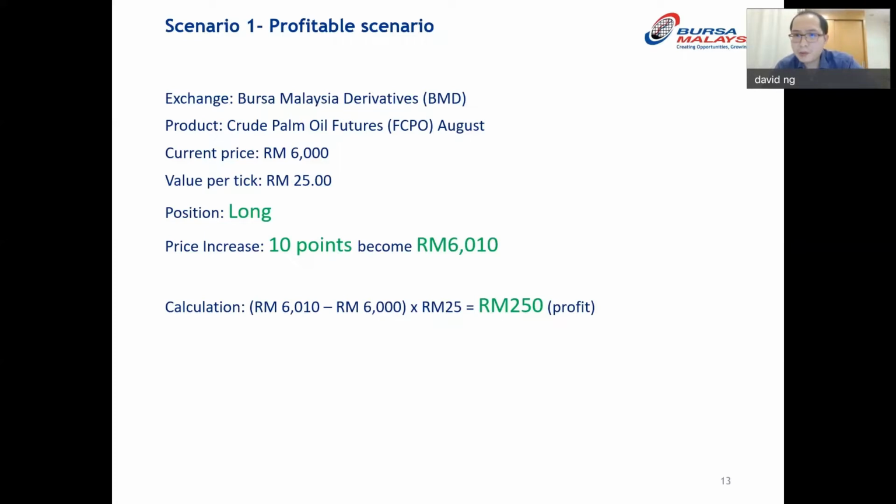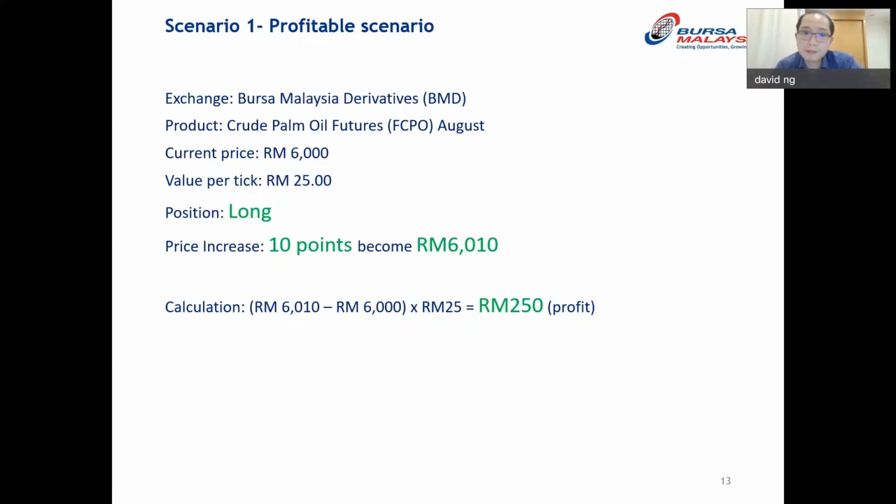Now, in the next couple of days, or in fact maybe just a matter of minutes, the price goes up to 6,010. That means on paper you have gained 10 points, and profit-wise, 10 times the 25 per tick value, you have made a profit of 250 ringgit. That's on paper, and if you decide to liquidate, that's how much you'll be making. Keep in mind, these are all theoretical examples. We haven't included brokerage fees and whatnot.